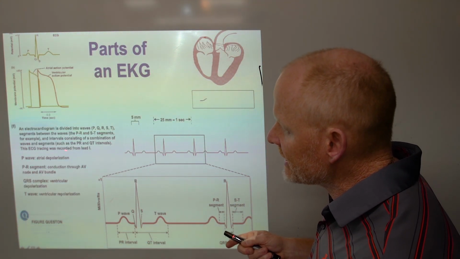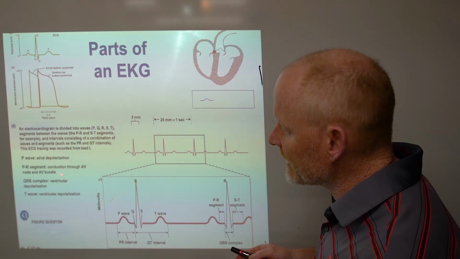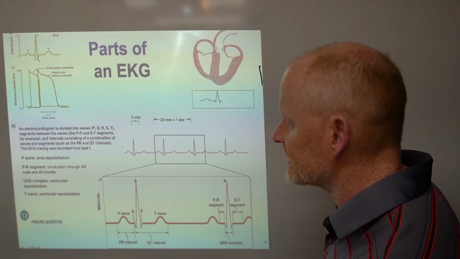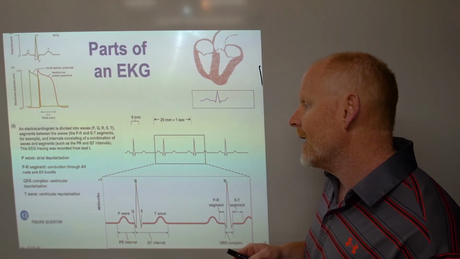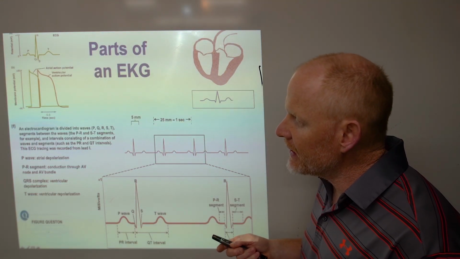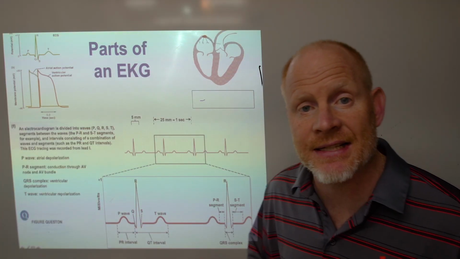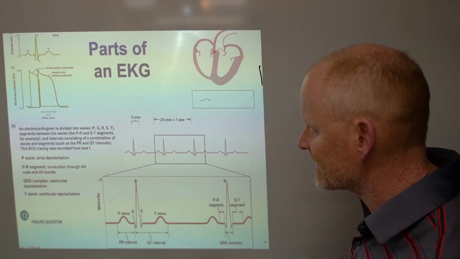So P wave is atrial depolarization. The QRS wave is ventricular depolarization. And then the T wave is ventricular repolarization, where we bring it back to resting membrane potential. The atrial repolarization happens during the QRS wave. So you don't see it, but it's happening in that wave. The QRS wave masks it.